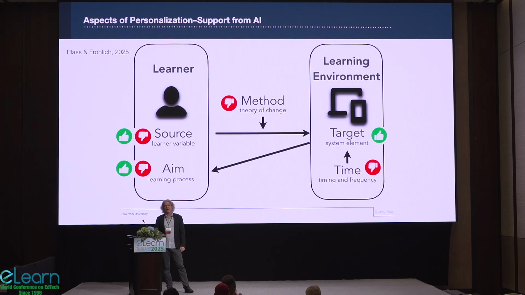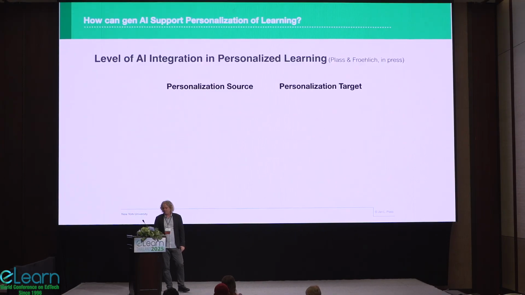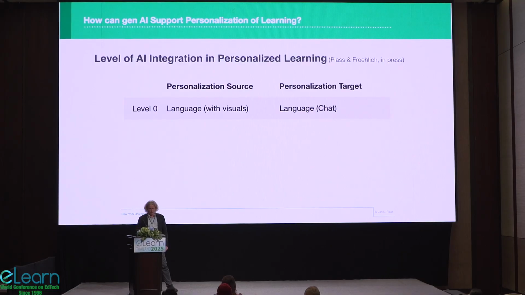So in other words, we have fragments of where AI can be helpful, and that's, I think, a research agenda that we should all think about. So when we think about the level of AI integration, comparing personalization source and personalization target, what I think of as level 1 of AI integration is chat agents, right? We have language exchanges and we get language back, or maybe some visuals.